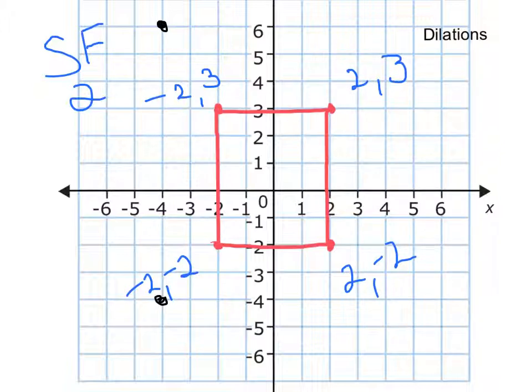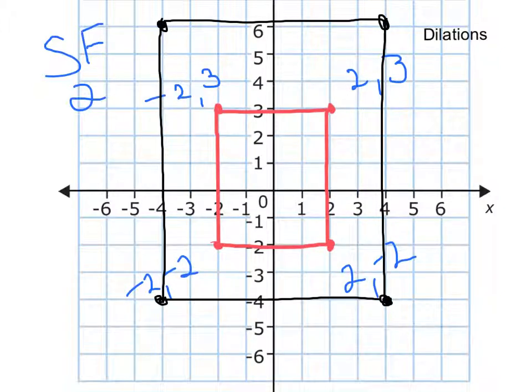We have (2, 3), and when I multiply both my x and the y by 2, I'm now going to have (4, 6). And the same thing with the last point. When we take a look down here, multiply by 2, I'm now going to have (4, -4). When I increase my original figure by a scale factor of 2, this is what I end up with.